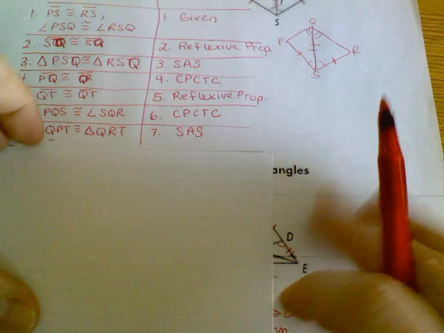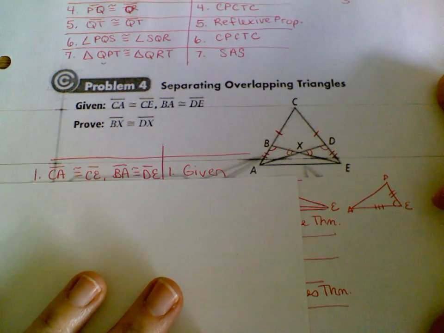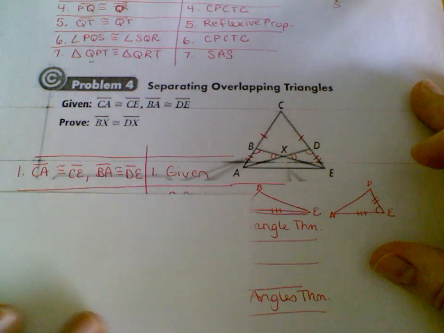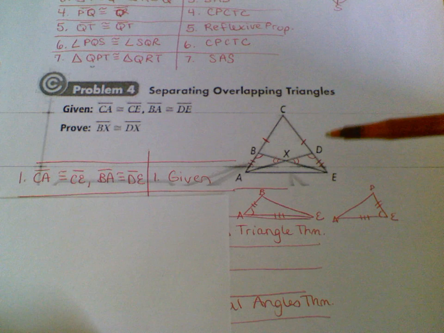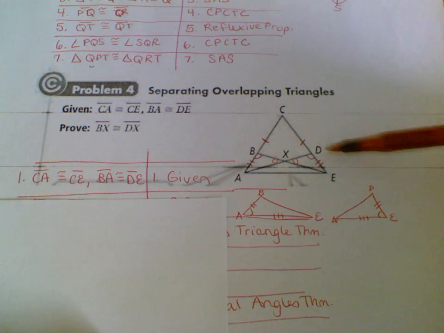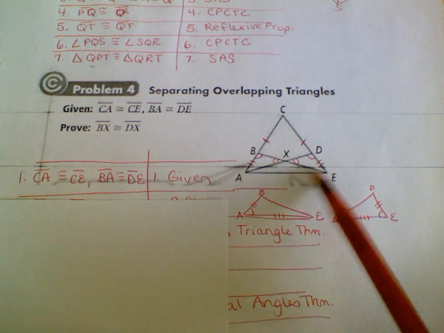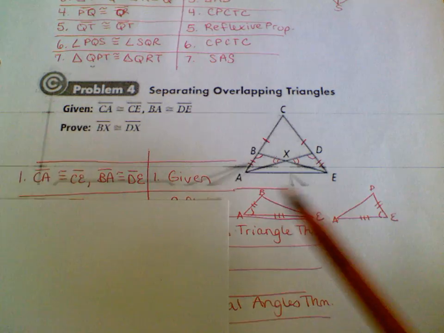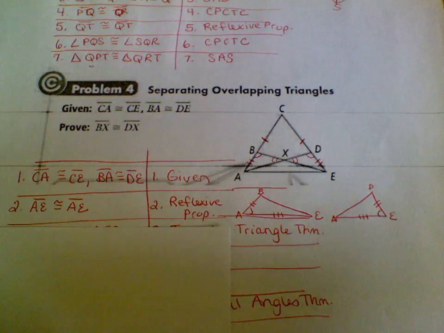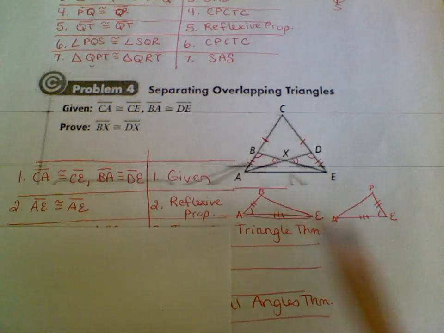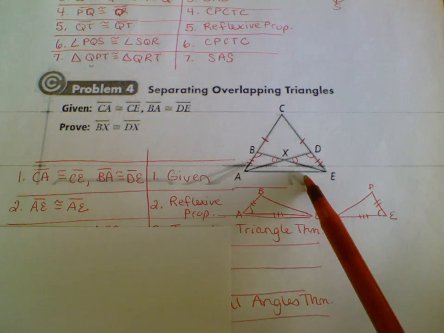I want to expose you to one more proof. So take a look at this one that's on the bottom here. So I wrote down my given. CA is congruent to CE, and then I also know that BA is congruent to DE. And I went ahead and took out these smaller triangles so that I could see what's congruent, because sometimes it's hard to see it inside there. So the next thing I said was AE is congruent to itself because it's overlapping. So I said that by reflexive.